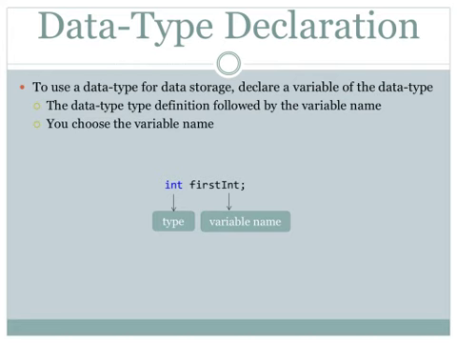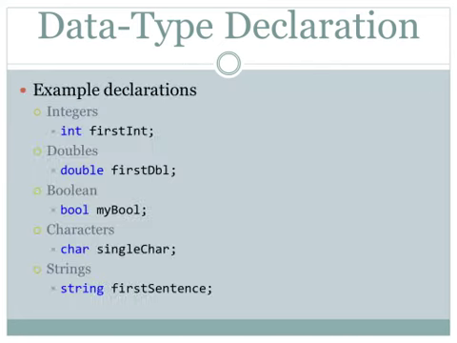To declare a data type, you start out by entering the type definition keyword followed by the variable name. You can choose whatever you want for the variable name as long as it is not a C# reserved word. Visual Studio will indicate to you when you're using a C# reserved word. So here are some examples of declarations for the variable types we'll be discussing in this course.